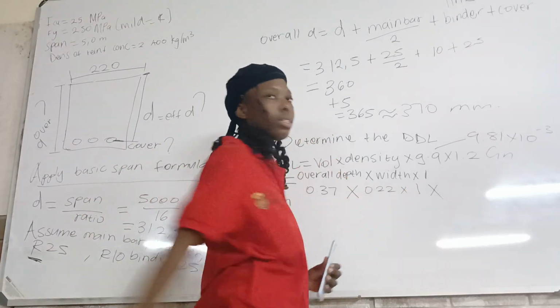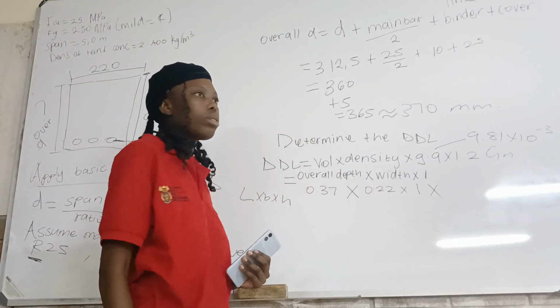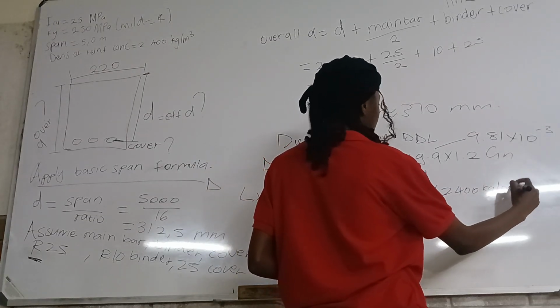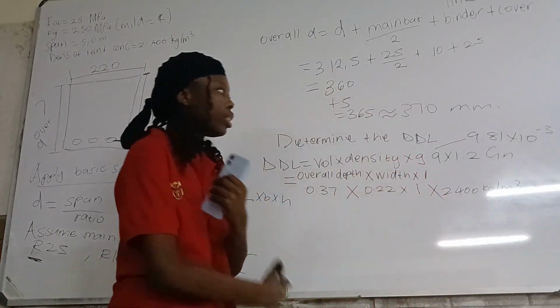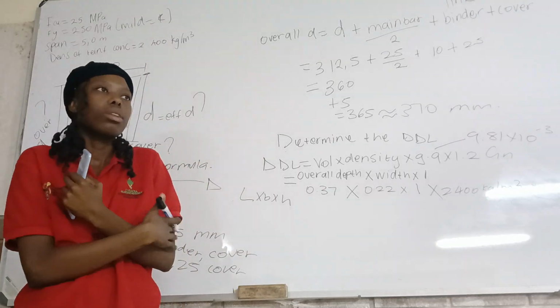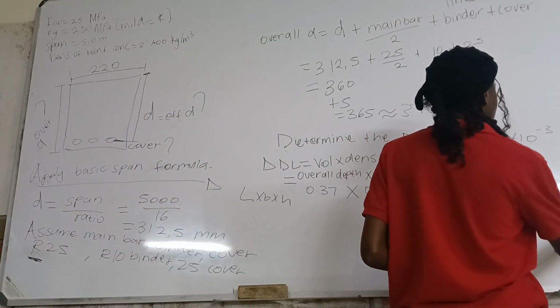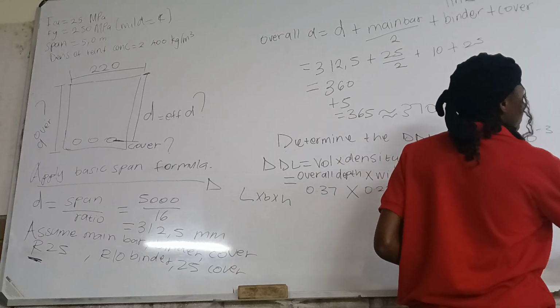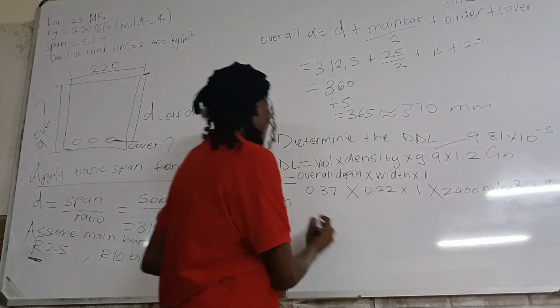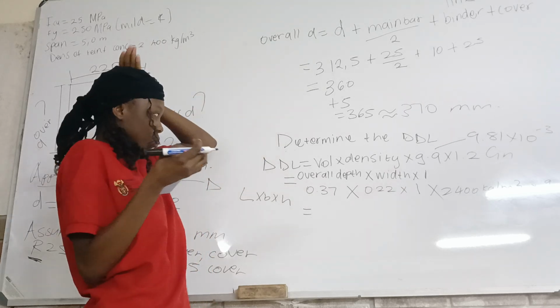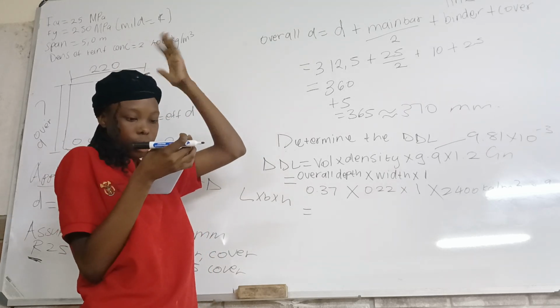And then what is our density? 2,400 kilograms per meter cube. And then what is the GA? 9.81 times 10 to the power -3, multiplied by 1.2 GN again. What do we get? What is our DDL? I'll calculate it.